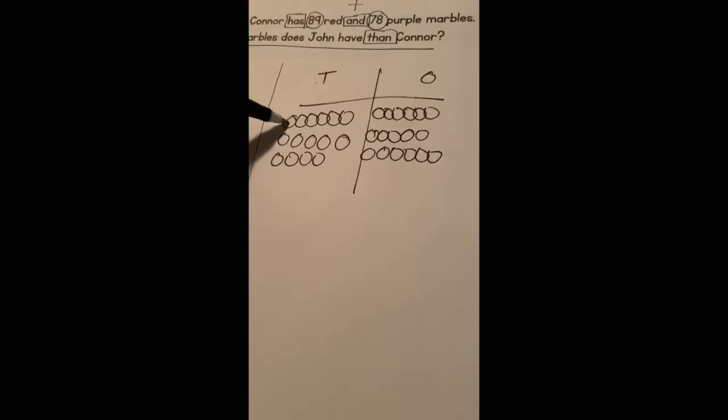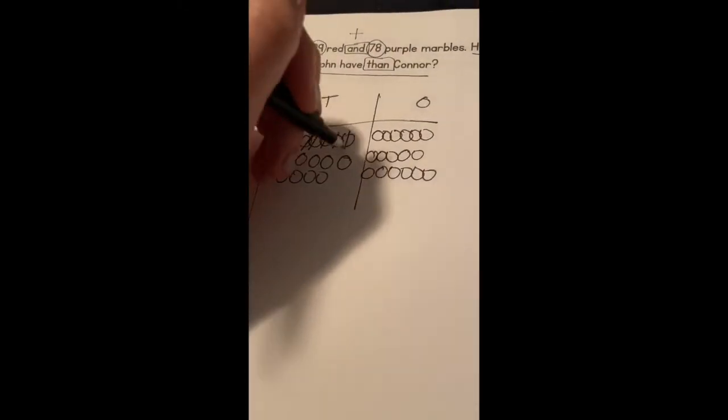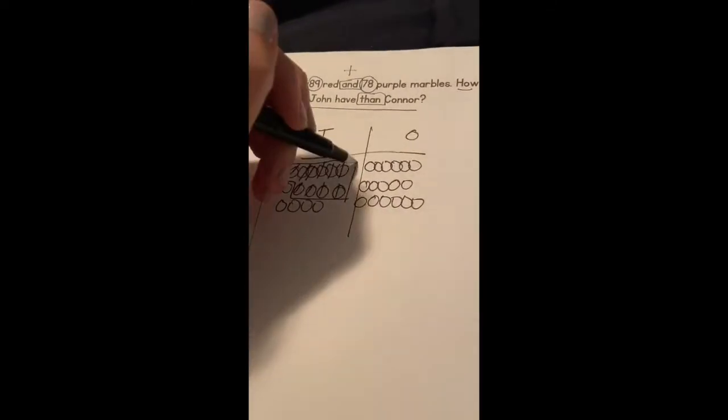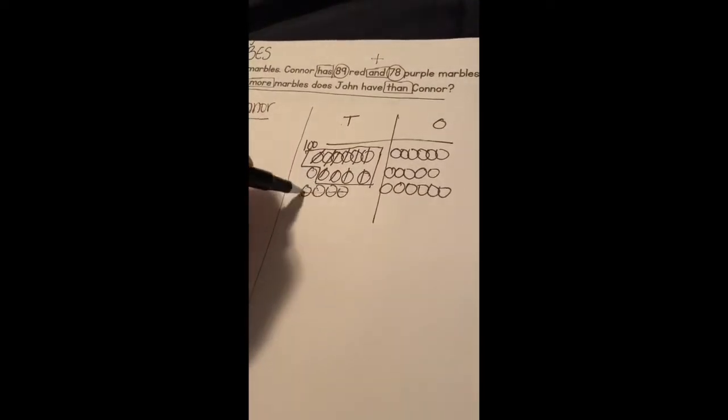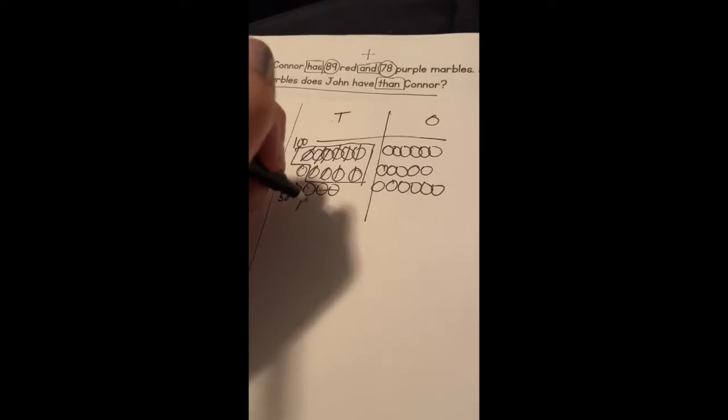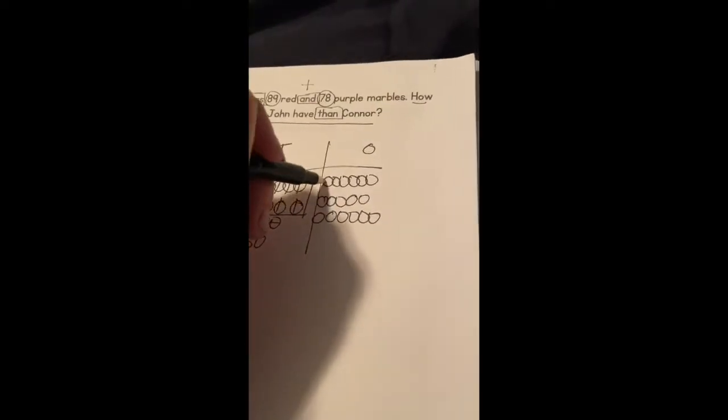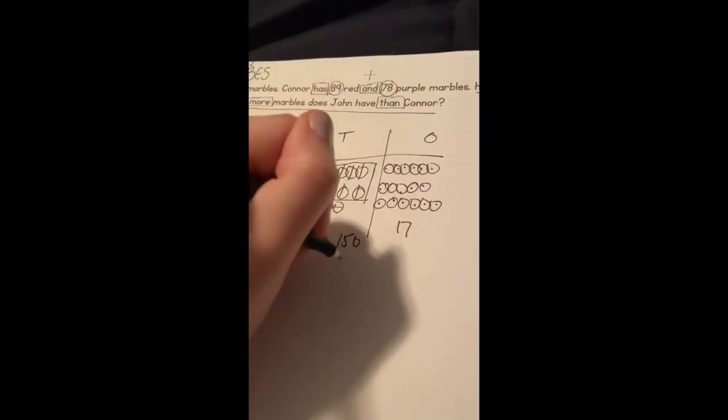Now I'm going to count those up, okay? So I have 1, 2, 3, 4, 5, 6, 7, 8, 9, 10. So those 10 right there make up 100 because 10 tens is 100. Then I have 5 others, that's 50. So this is 150 over here. Then over here I have 17 ones, so I add those together. 150 plus 17 would give me 167. So that's how many Connor has.